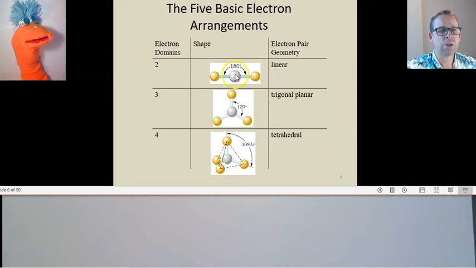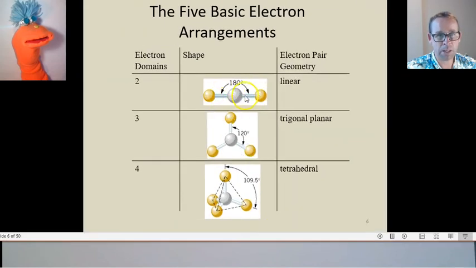So if I have one central atom and 2 regions of electron density that are, in this case, bonding, we would say that the molecule's shape is linear. Can you see why we call it linear? Yeah, it looks like a line. If I have one central atom with 3 bonding regions around it, our shape is trigonal planar. Trigonal because it's like a triangle, but planar because they're in the same plane.